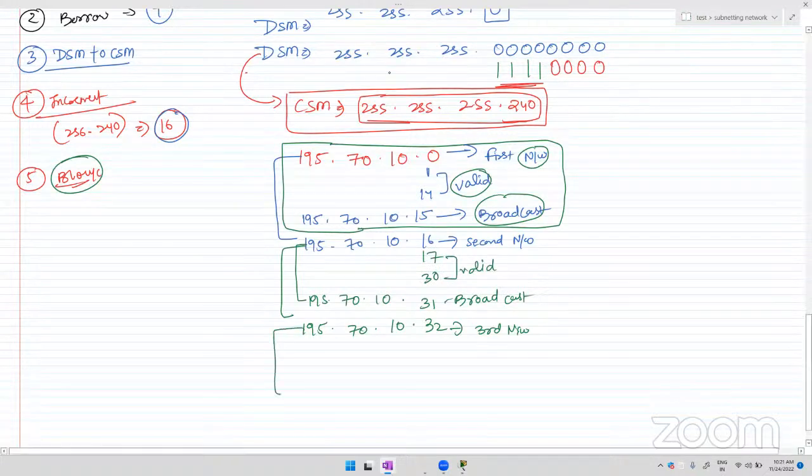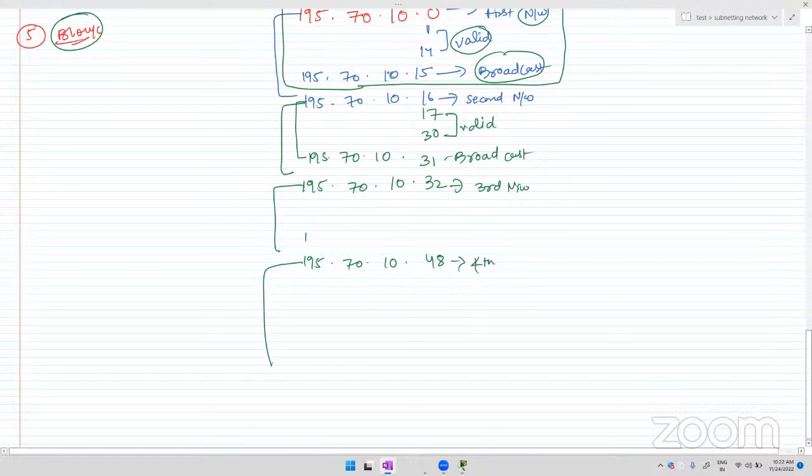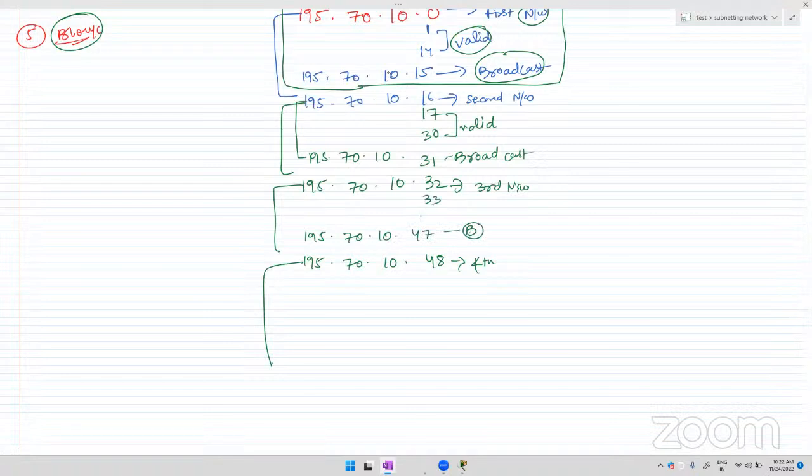Now again, 195.70.10, 32 plus 16, not 32 plus 32, because the increment is 16. So 32 plus 16, 48. It's my fourth network. Same: 195.70.10.47 is the broadcast, and 33 to 46 are the valid IPs.